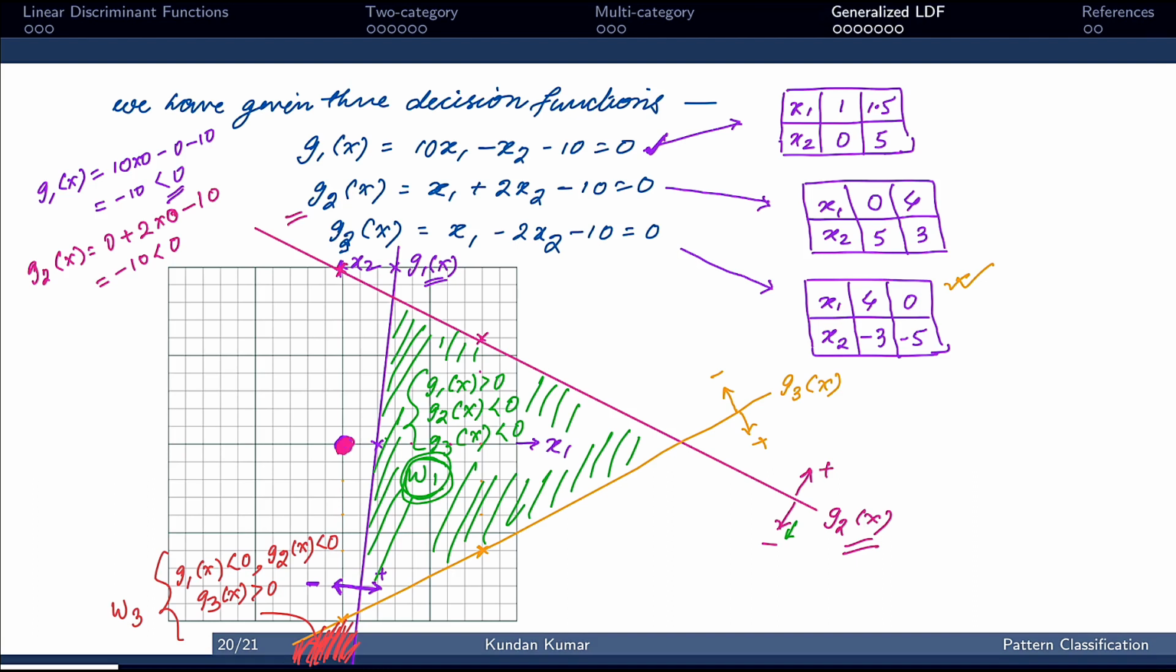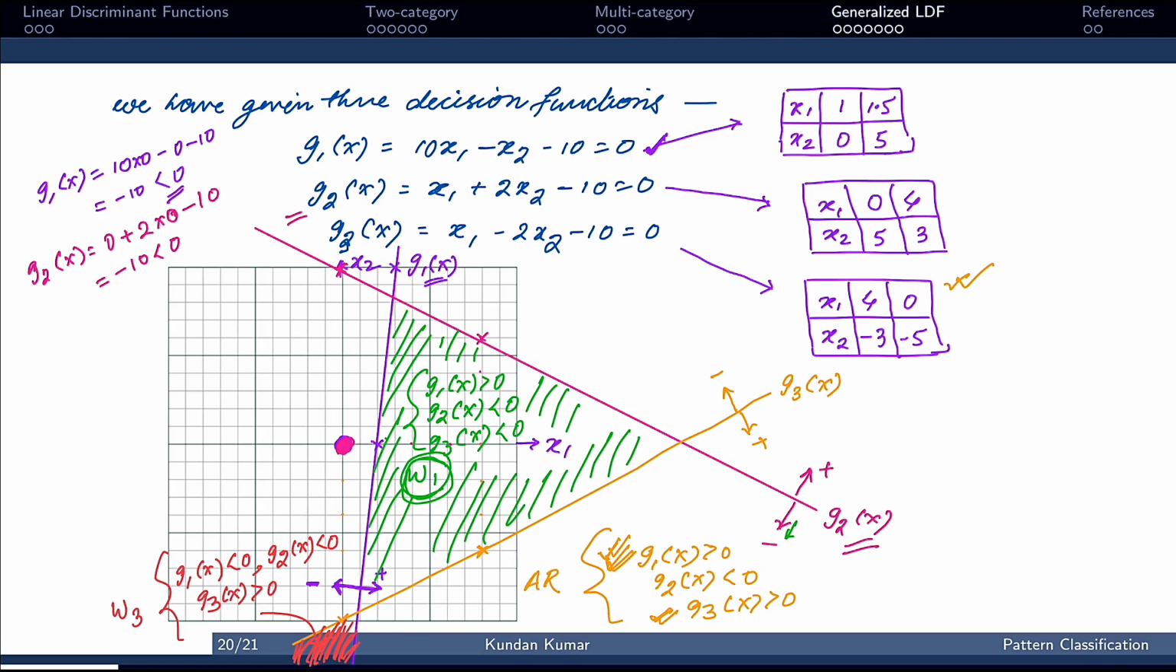If you scan this region, you will notice here that g1(x) is greater than 0, g2(x) is less than 0 and g3(x) is greater than 0. So here we have two values greater than 0. So this is an ambiguous decision. So we can say that this is an ambiguous region.